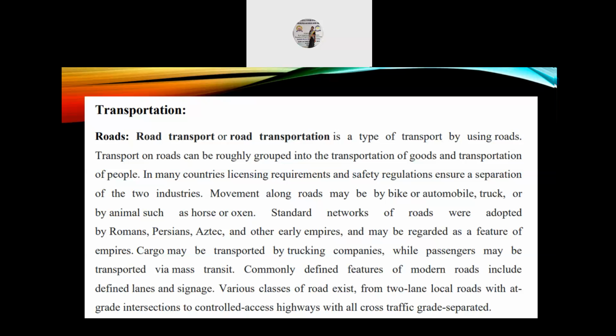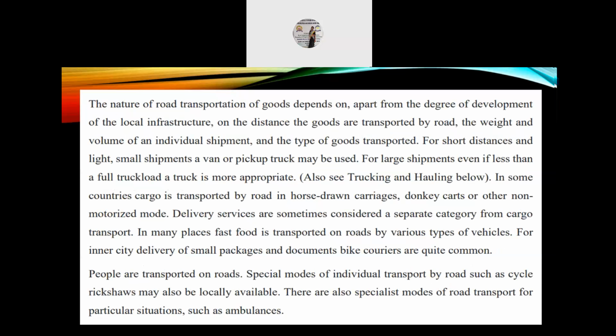Various classes of road exist, from two-lane local roads with at-grade intersections to controlled access highways with all cross-traffic grades separated. The nature of road transportation of goods depends on, apart from the degree of development of the local infrastructure, the distance the goods are transported by road, the weight and volume of an individual shipment, and the type of goods transported. For short distances and light, small shipments, a van or pickup truck may be used.